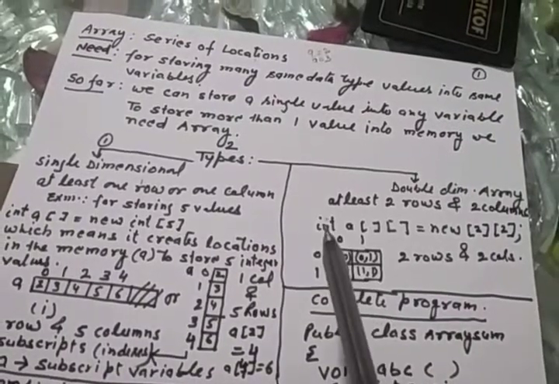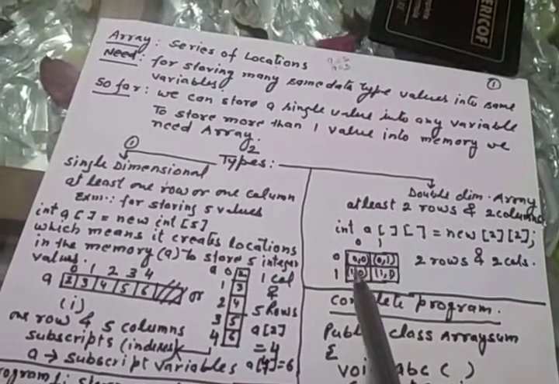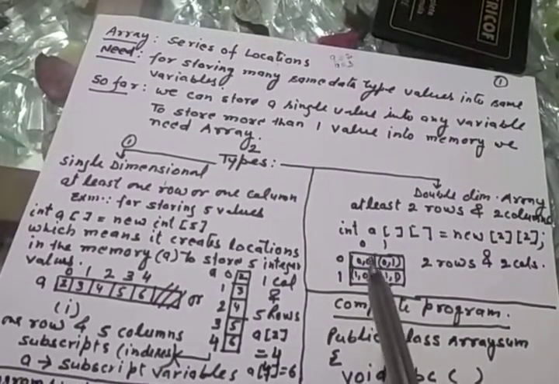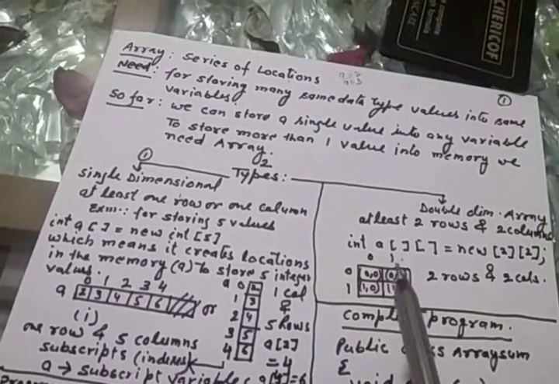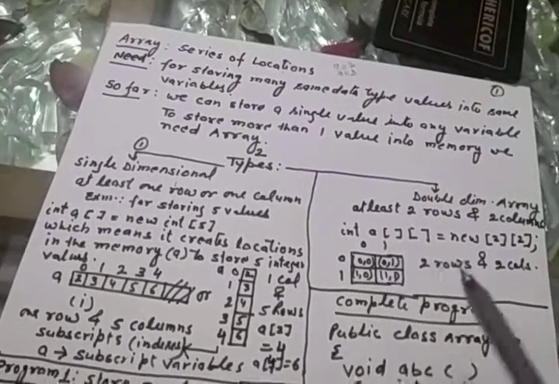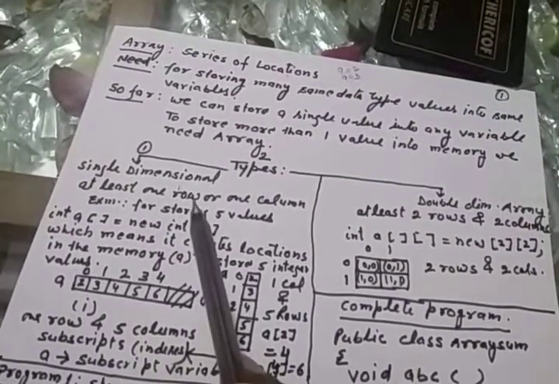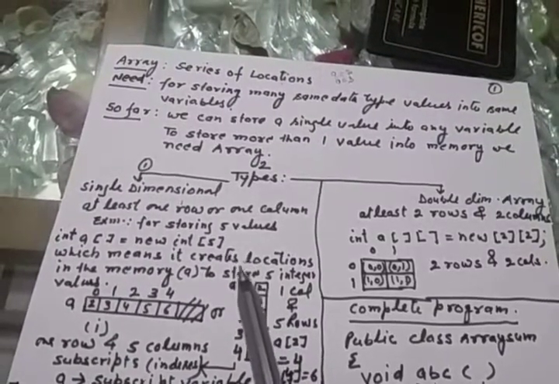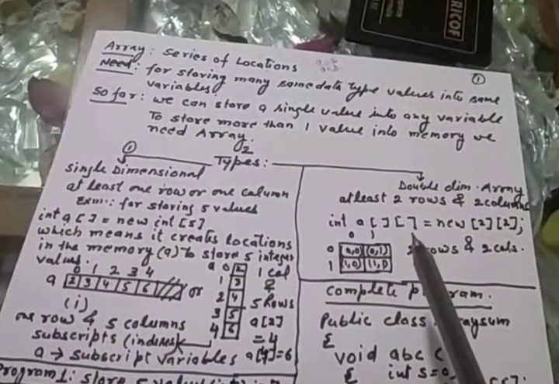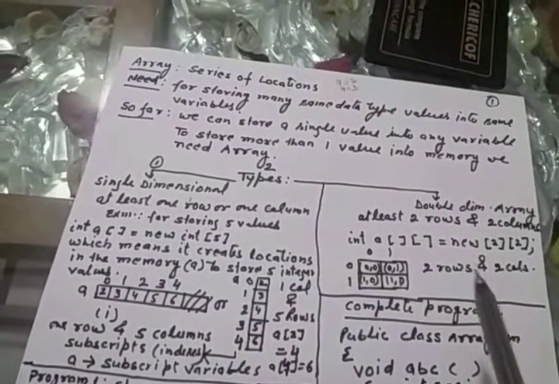The first bracket is always for row and the second bracket is always for column. So when this statement is executed, 4 locations are created in such a way: 0 1 and 0 1. 0 1 is column and 0 1 is also a row. So 2 rows and 2 columns. So what is single dimension array and what is double dimension array? Single dimension array means there must be at least 1 row or 1 column, but in double dimension array there must be at least 2 rows and 2 columns.